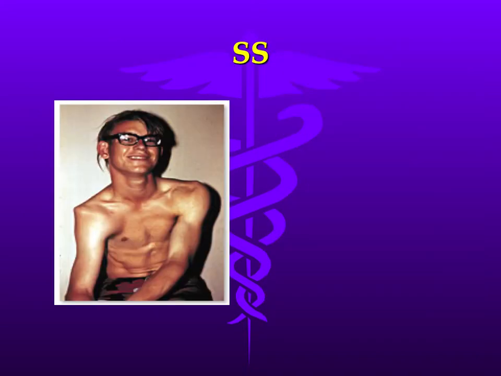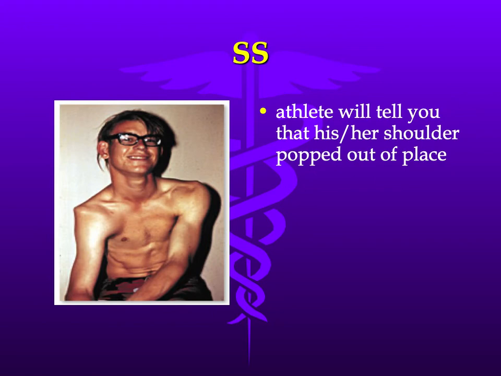So our signs and symptoms: the athlete will tell you that his or her shoulder popped out of place. This can become a chronic problem too, where the shoulder is constantly popping in and out. Sometimes these are called micro dislocations, where the humerus head is moving all over the place in the shoulder, and this is where that labrum can tear.